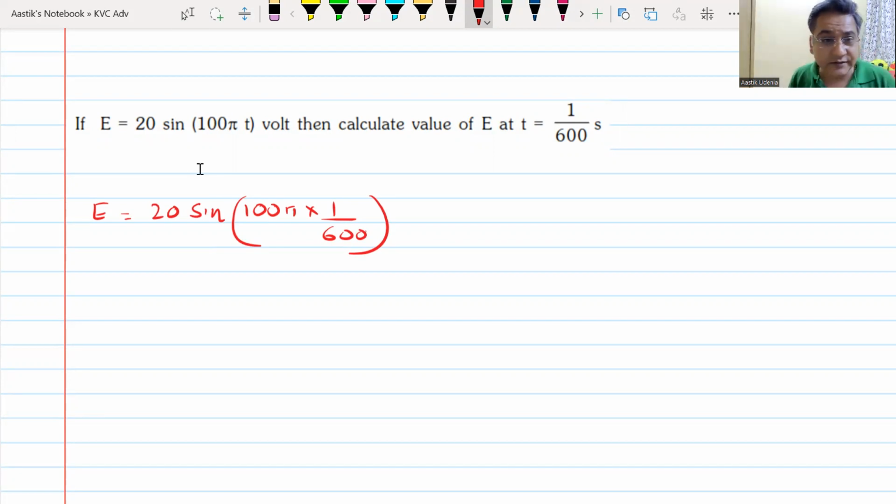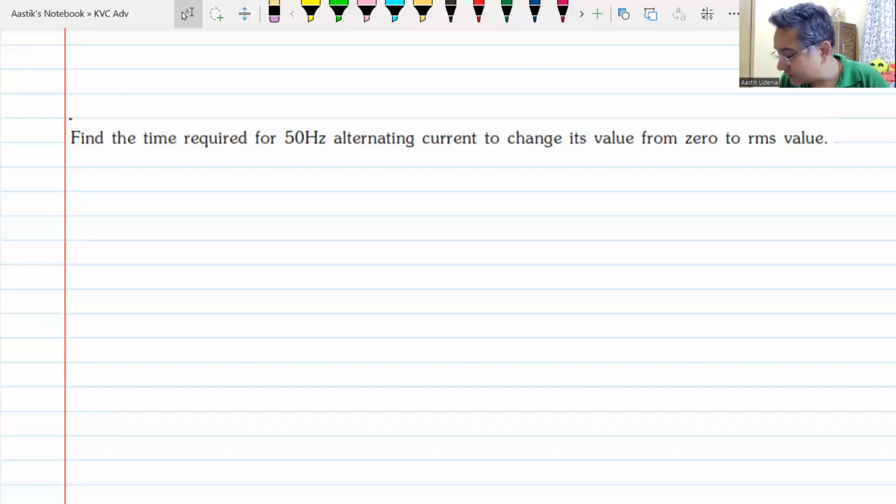And remember, I had told you how to solve this question in waves. This is the question that comes. Find the time required for 50 hertz alternating current to change its value from 0 to the RMS value. I will give you 2 minutes to solve this.